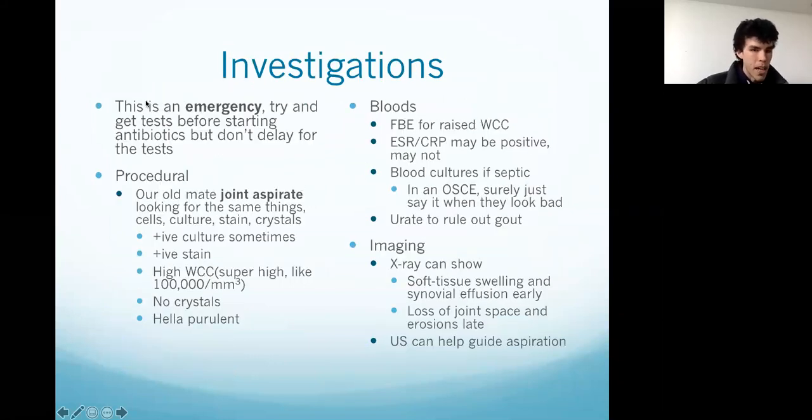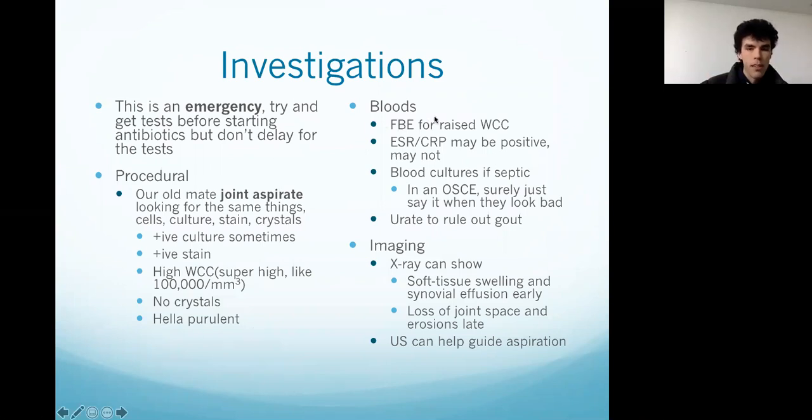So much like with other bad infections, you do want to try and get tested if you can before starting antibiotics, but you're not going to avoid giving them just to preserve your sample. You're going to treat them first if you can. And otherwise, the joint aspirate comes back, still looking for those same things. It's going to have a positive culture some of the time, probably with one of the three bacteria listed before: gonorrhea, Staph aureus, or streps. A super high white cell count without crystals, so we've crossed out gout then, and it's going to be really purulent in appearance as well.